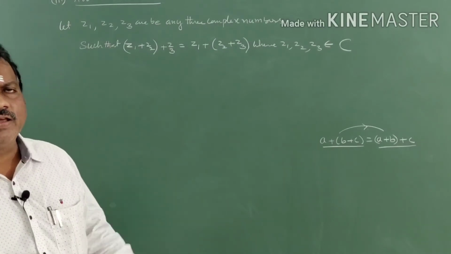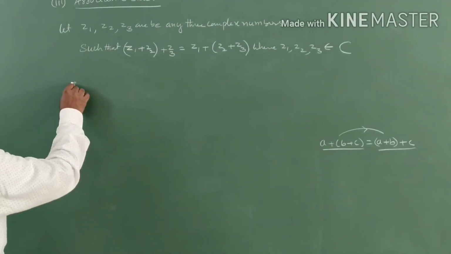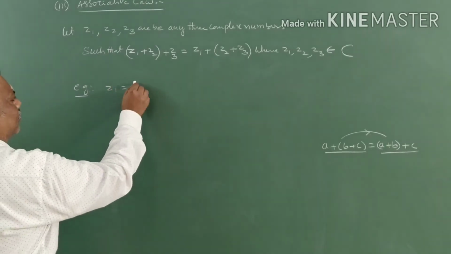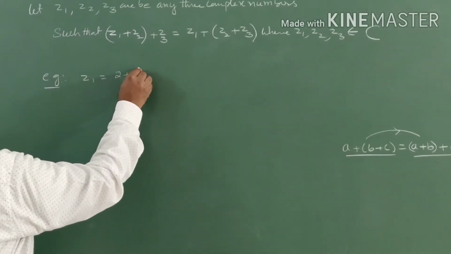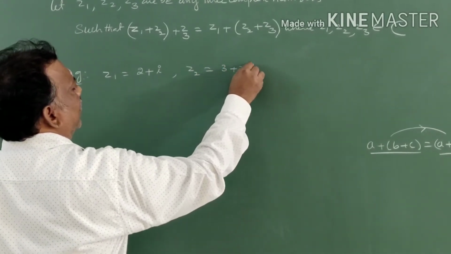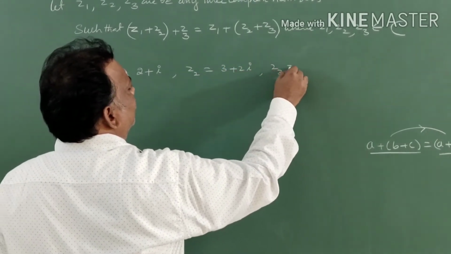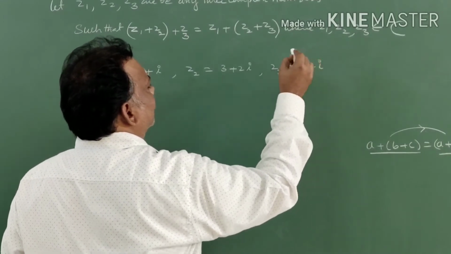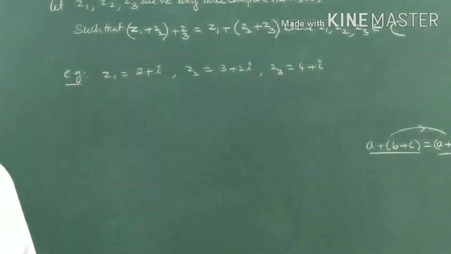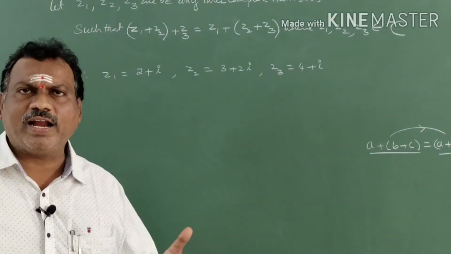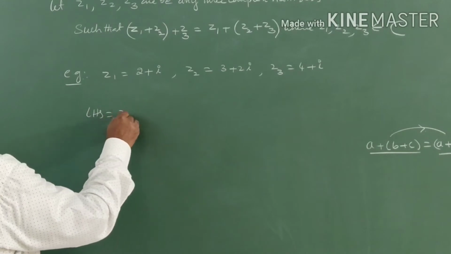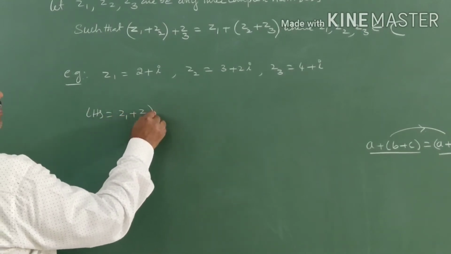I will explain with an example. Example: Z1 is equal to 2 plus I, Z2 is equal to 3 plus 2I, Z3 is equal to 4 plus I. These are the three complex numbers. Now we are going to check whether left hand side is equal to right hand side or not. So the left hand side is Z1 plus Z2 plus Z3.